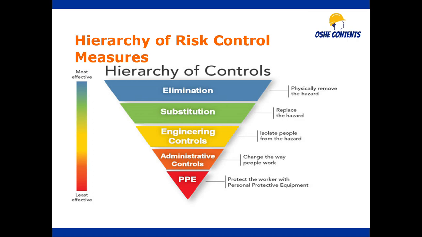But if all of these four are impossible, then we provide PPE. For example, for grinding work, we need to provide PPE because there are chances of vibration, electrocution and also hand injury. So we need to provide them gloves. Or for employees working in construction, there are chances of flying objects and objects falling from the top, so they need to wear a helmet. The last thing is PPE, but this will just protect the person.